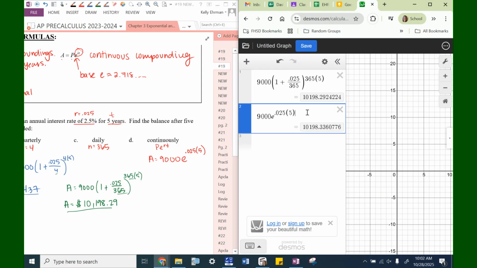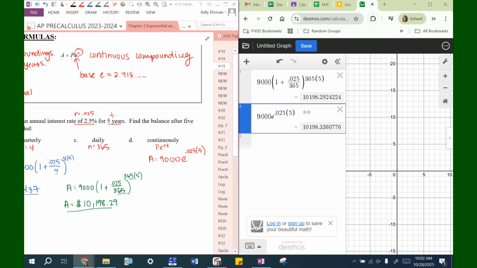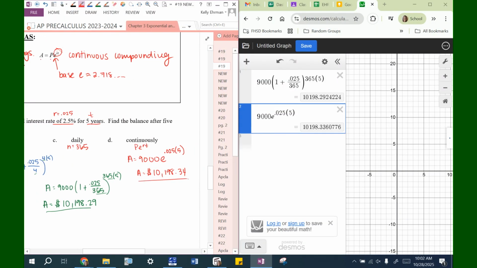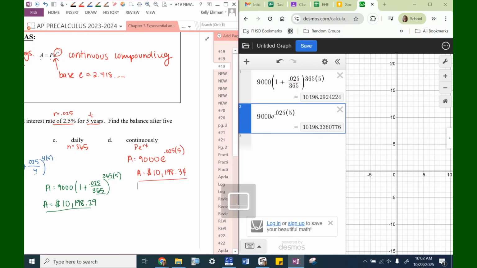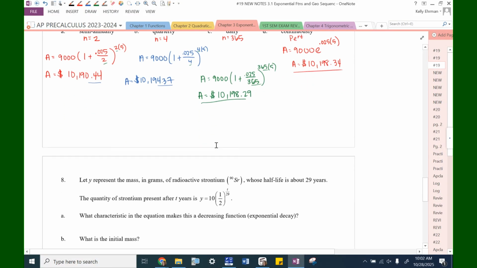Again, this should be very close to daily. It should be slightly higher because compounding continuously is more than just once a day. So this is $10,198.34. So just about 5 cents more, but still. That should always be the case. You'll get a slightly higher number with continuously than daily. All right, so compound interest formulas, make sure that you have those two memorized.